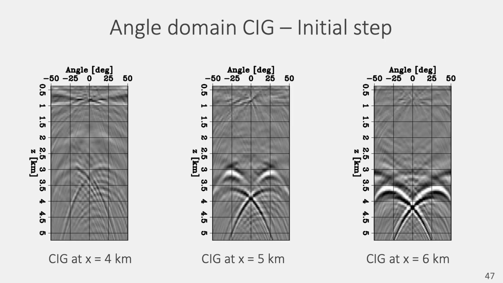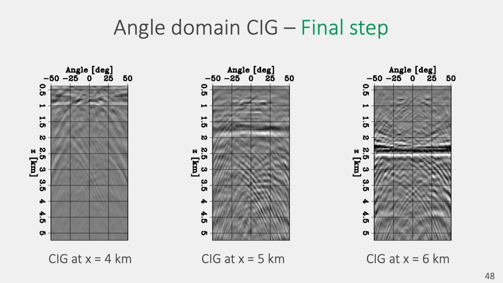Finally, this slide shows 3 angle domain common image gathers extracted at 4, 5, and 6 km respectively and computed with the initial velocity model. We can see that the velocity model is so inaccurate that the move-outs in these gathers are extremely difficult to interpret. Therefore, we believe that most wave equation-based MVA techniques would struggle to recover an accurate model.